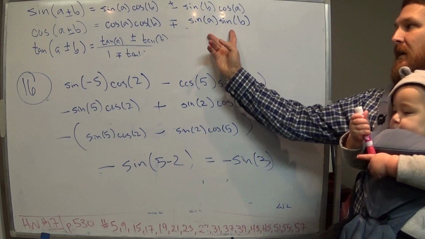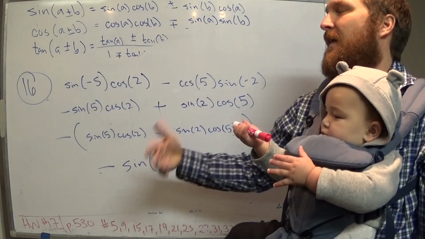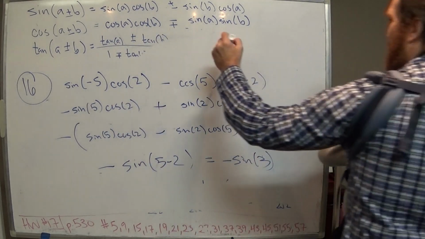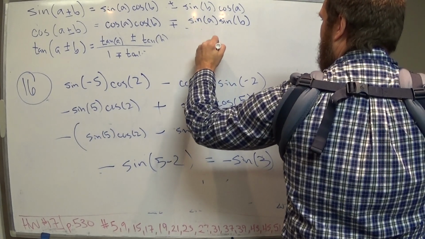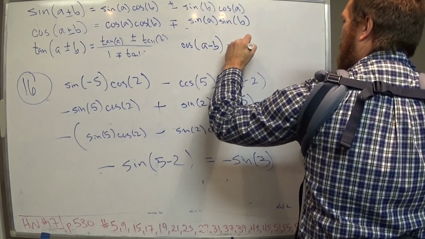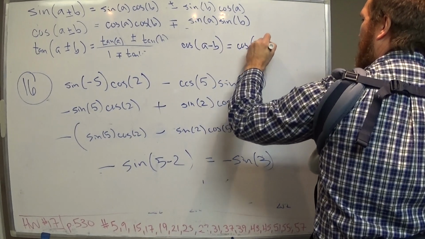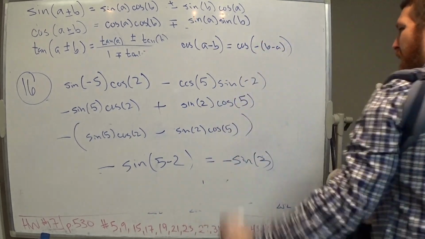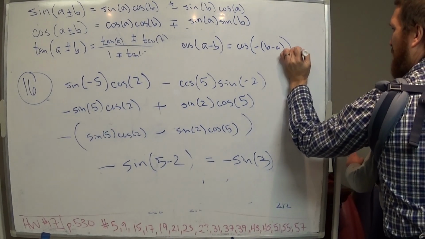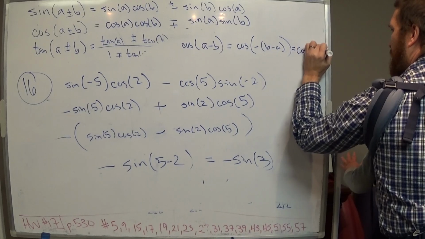In this case, it's not going to matter. And that actually makes sense because cosine of A minus B is the same thing as cosine of negative B minus A, right? But cosine of a negative something is just the same thing. So cosine of A minus B equals cosine.